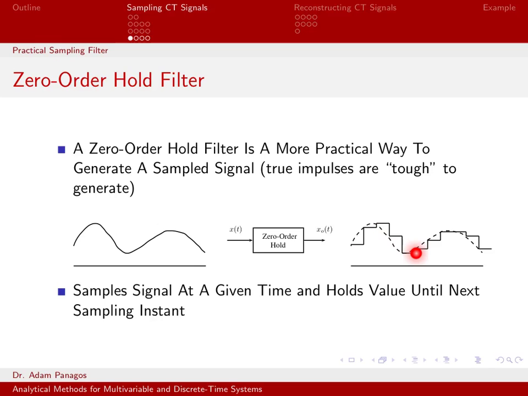So zero-order hold filtering accomplishes the same goal in that it gets us down to a signal that we have a finite list or a countably infinite list of numbers that we can write down. And it works just by sampling at a given time and holding it till the next sampling time. That's why it's called a hold type filter.